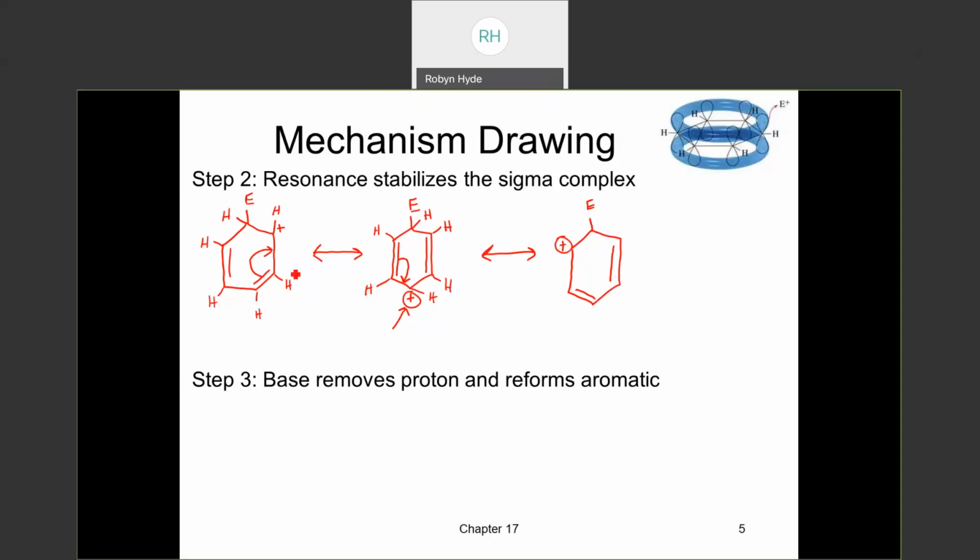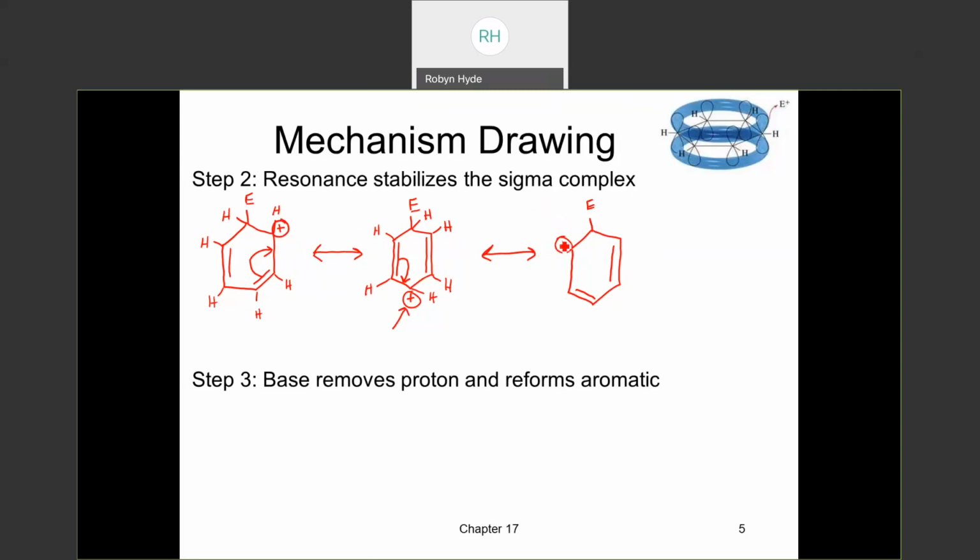So there are always 3. What I want you to notice is that in drawing number 1, we could say that the carbocation is at carbon 1. And then in drawing number 2, the carbocation is at carbon 3. And then in drawing number 3, the carbocation is at carbon 5.